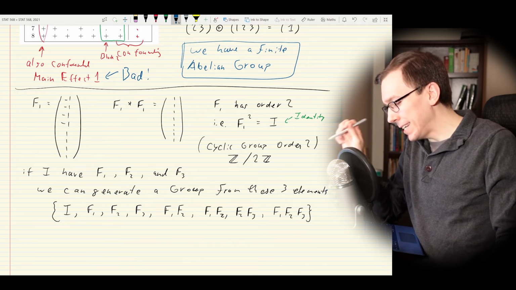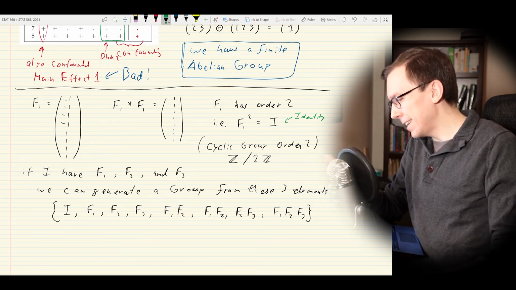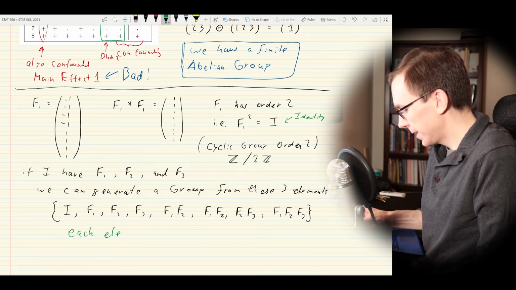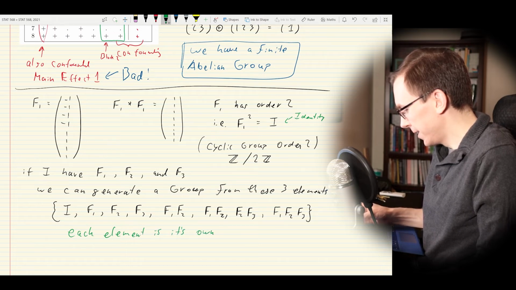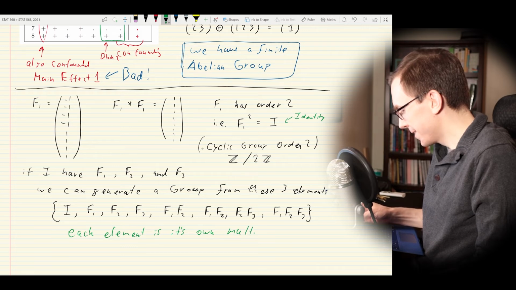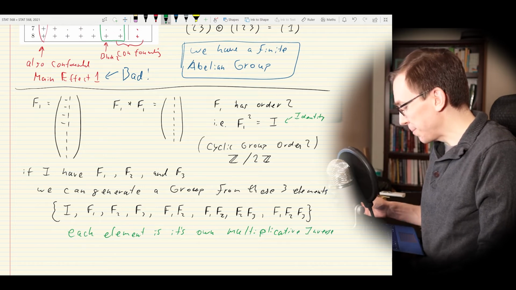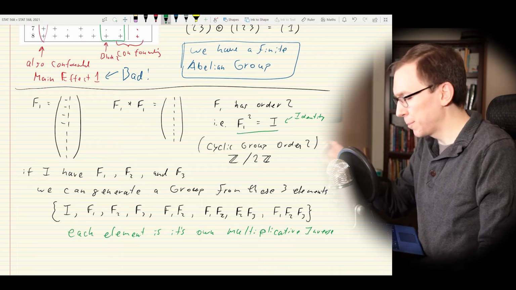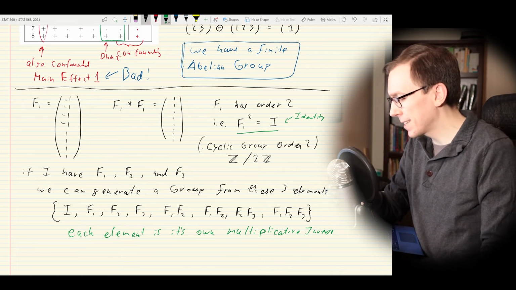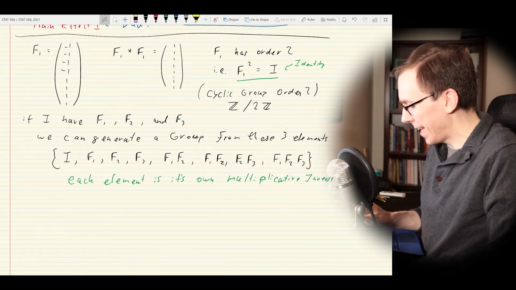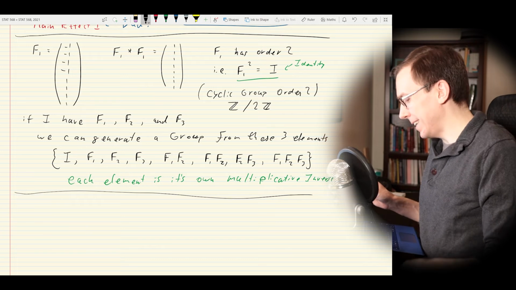And in group theory, we need inverses. Luckily, in this case, each element is its own multiplicative inverse. Which means, as I kind of pointed out up here, if you multiply an element by itself, you get back to the identity.